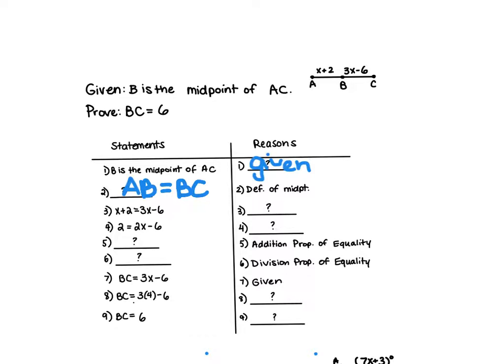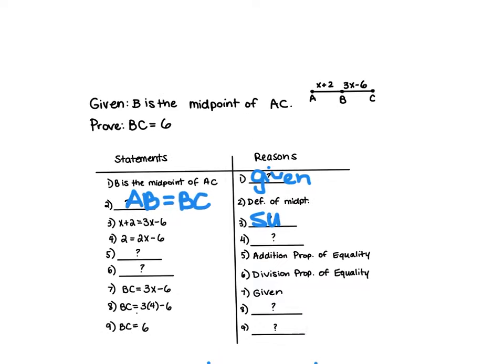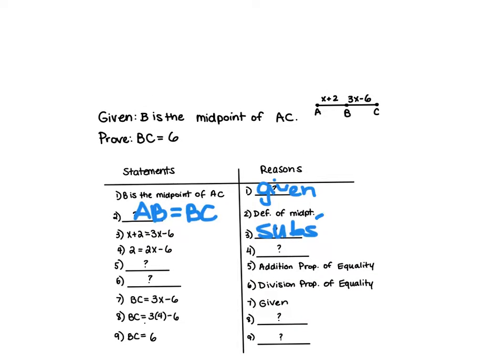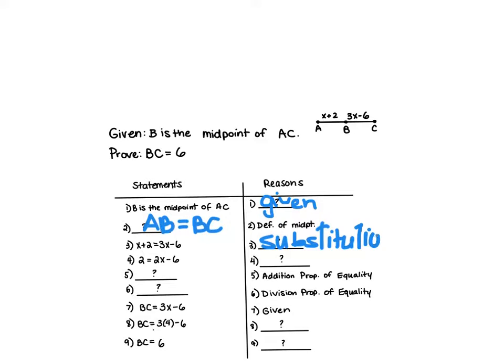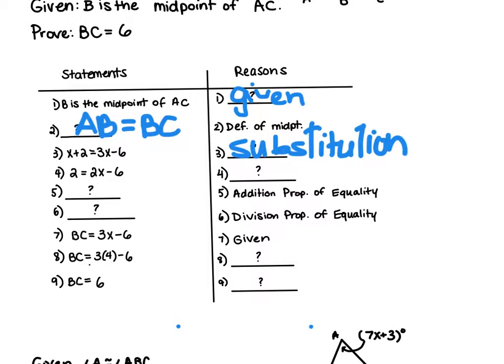All right, so 3, how did you get to 3? Substitution. Does everybody see that? So every time you put a number or a variable in the place of something else, that's substitution. Yep. All right, 4. What happened between 3 and 4? Subtraction. Good. You subtracted the x from both sides, right?